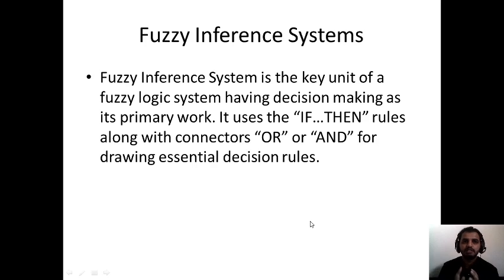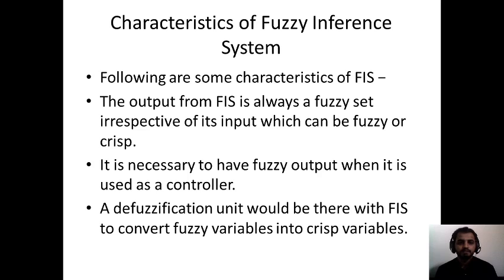Now, the fuzzy inference system's main task is to make fuzzy logic decisions, or it is used to make decisions based on the previous results. Its primary work is to make decisions. Okay, now moving forward, what are the characteristics of fuzzy inference system? Following are some characteristics of FIS, or fuzzy inference system. Now this is very important. Understand this with all patience.